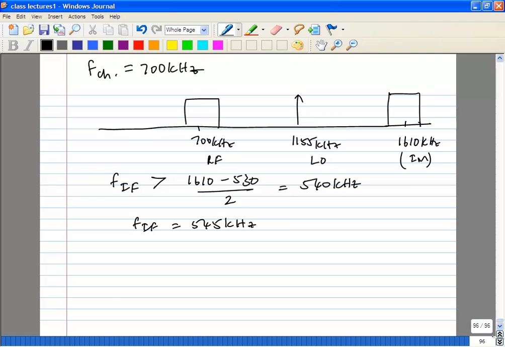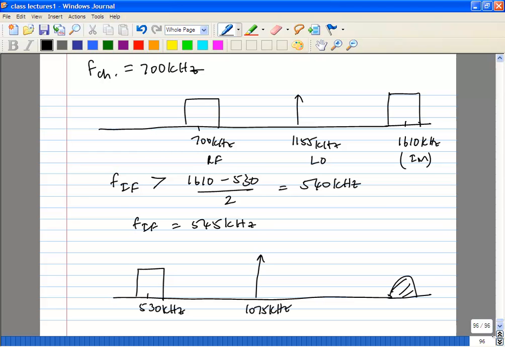So what happens? Let's look again at your 530 kilohertz. What is your FLO now? 545 plus 530, is it? So 1075, right? And your image is now 1075 plus 545. So it's 1620 kilohertz.